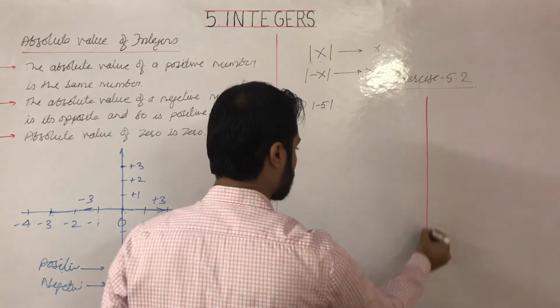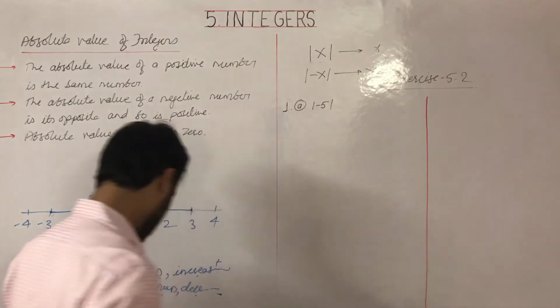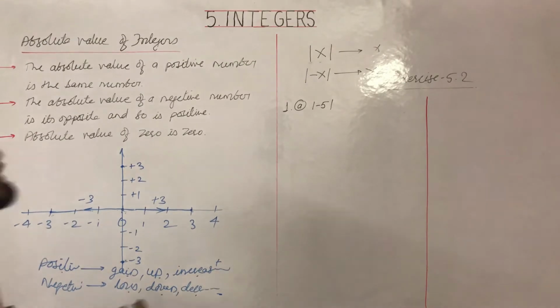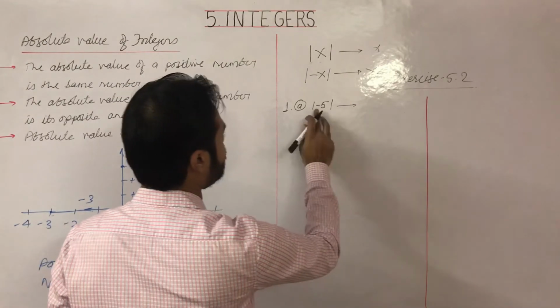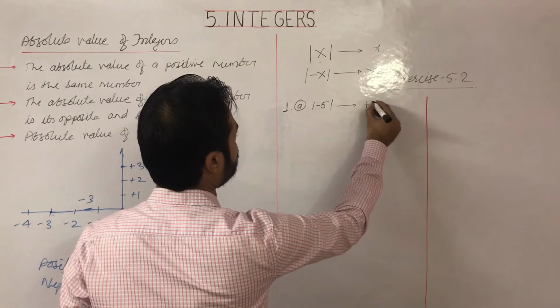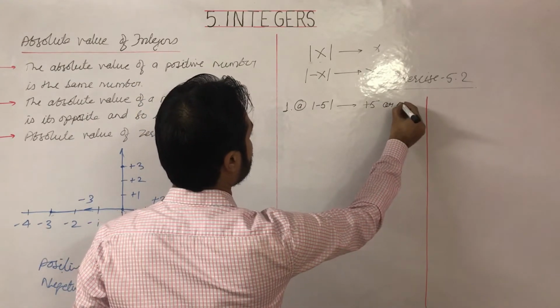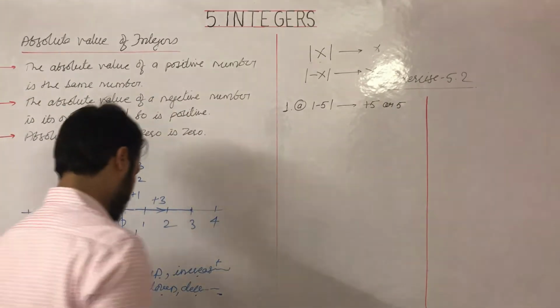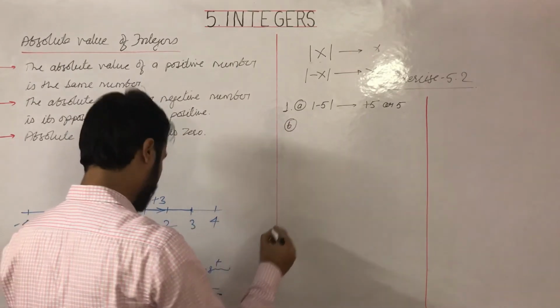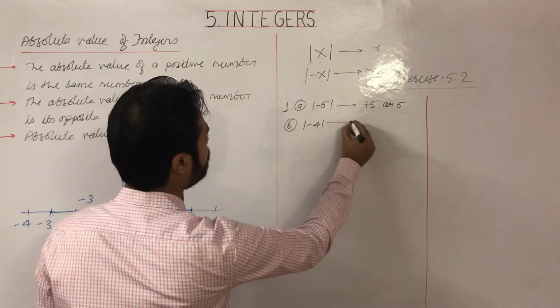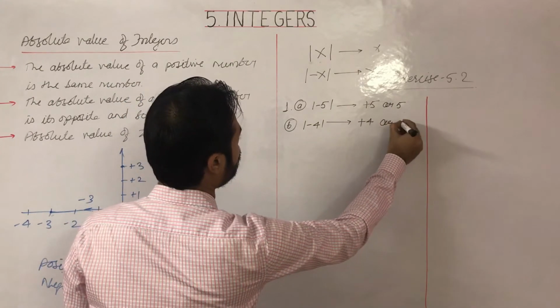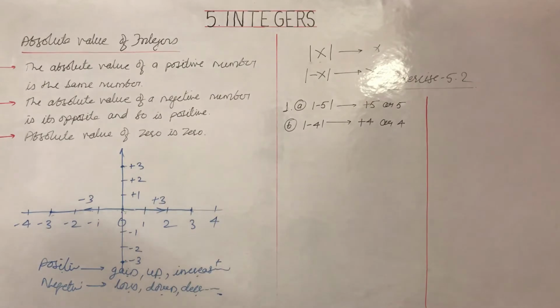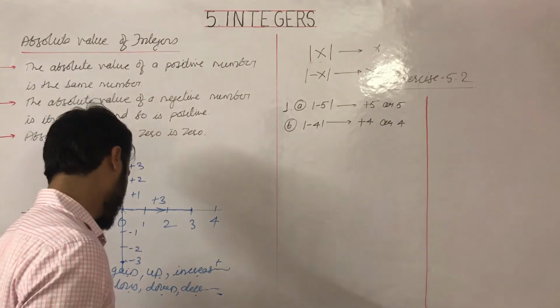Just a minute. So for finding the absolute value of minus 5, what to do? Just change its sign. It is a negative number. So plus 5, or simply without the positive sign, 5. 5 or plus 5. Then part B, minus 4. So the value is plus 4 or 4. So we have to change its negative sign, or replace its negative sign by a positive sign. And if it is positive, then don't change anything.